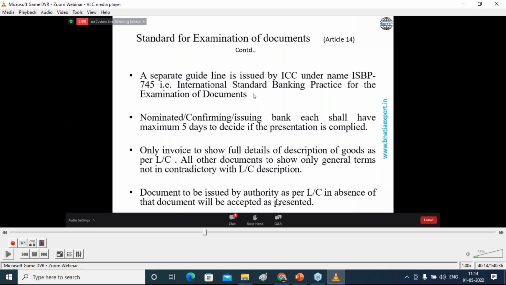Documents to be issued by the authority as per the LC terms only. In absence of that, the document will be accepted as presented only, but not acceptance.